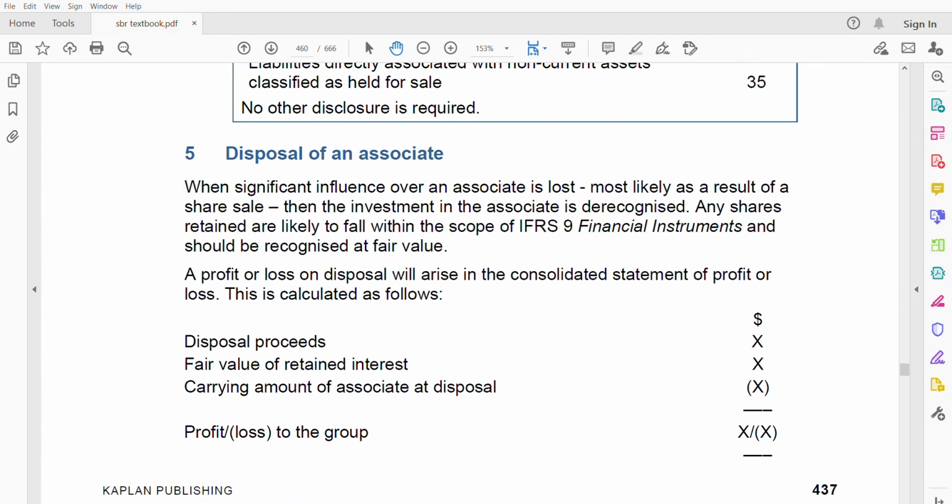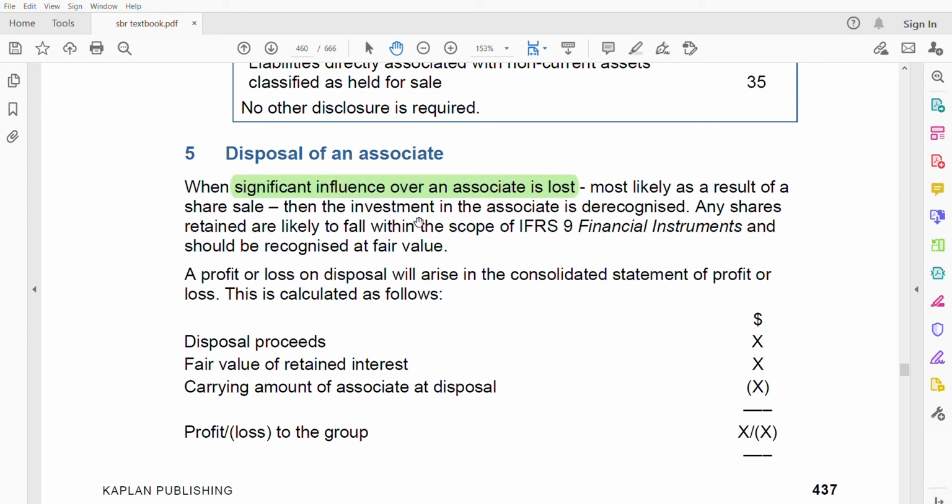Now, disposal of an associate. When significant influence of an associate is lost, that means it is becoming less than 20%. Let's say 30% is there, now it's becoming 10%. So at 30% they were an associate, but at 10% you are dealing under IFRS 9. So here significant influence is lost, not control, significant influence.